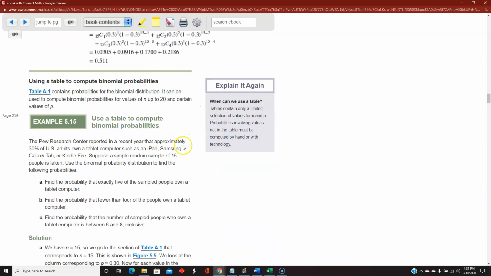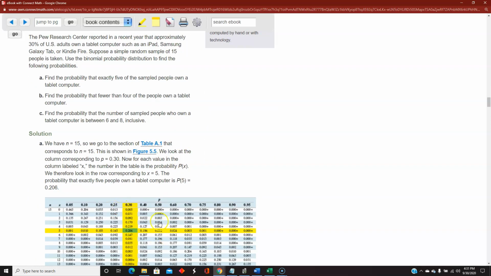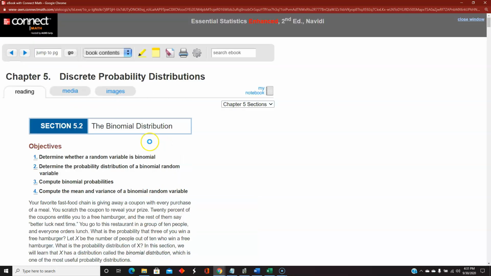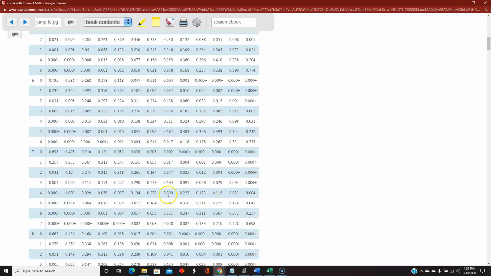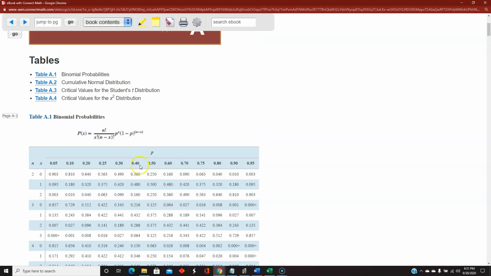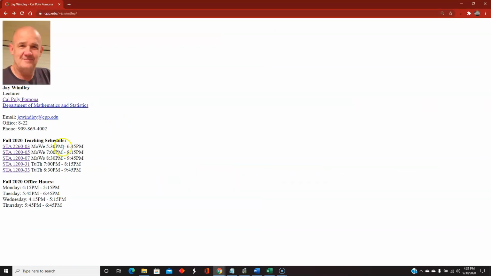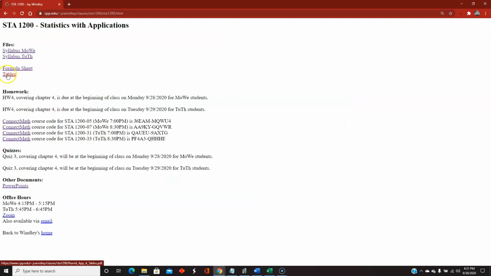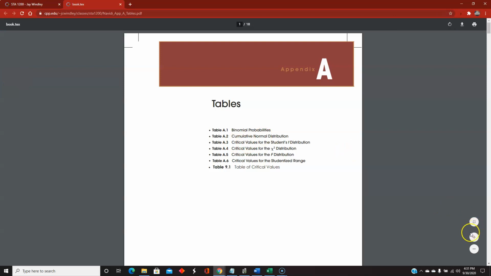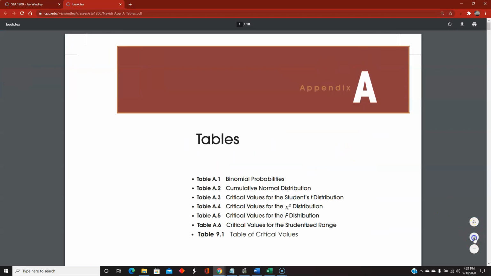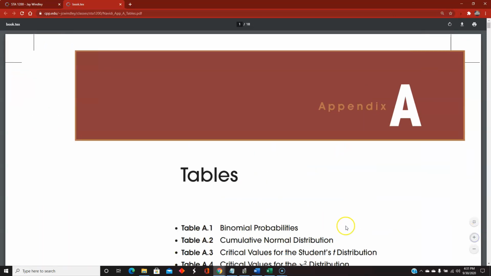Right here, table A. Here's another one, table A. Here's a picture of table A. If you click on that, that brings up this table, which begins with binomial probabilities. I also have the PDF on our web page. If you click on our website and click on tables, that'll bring up the PDF. A little bit easier for me to zoom on the PDF.